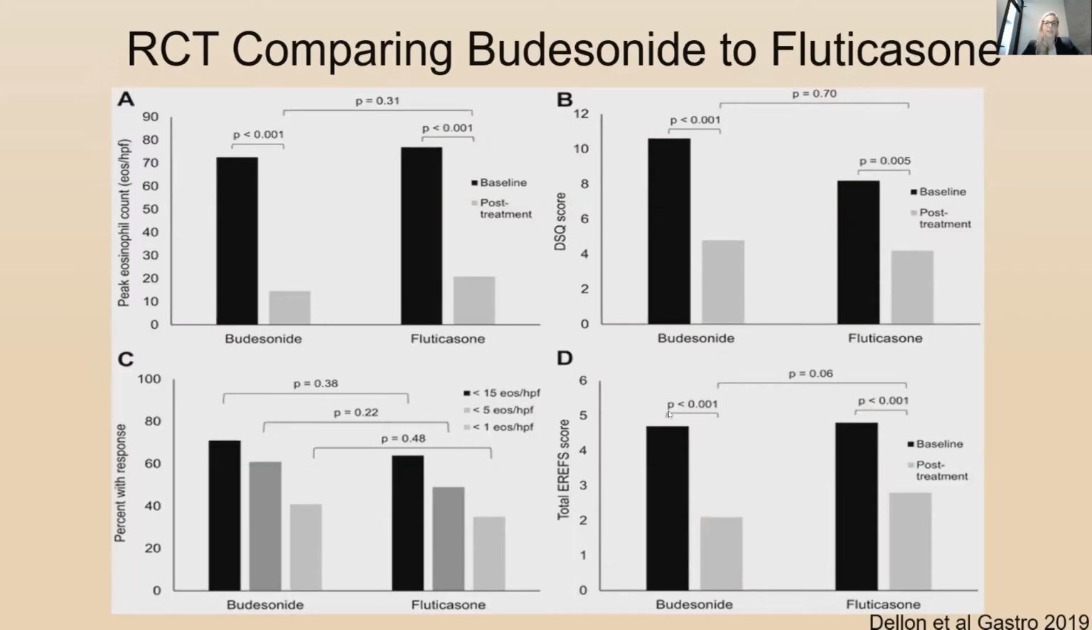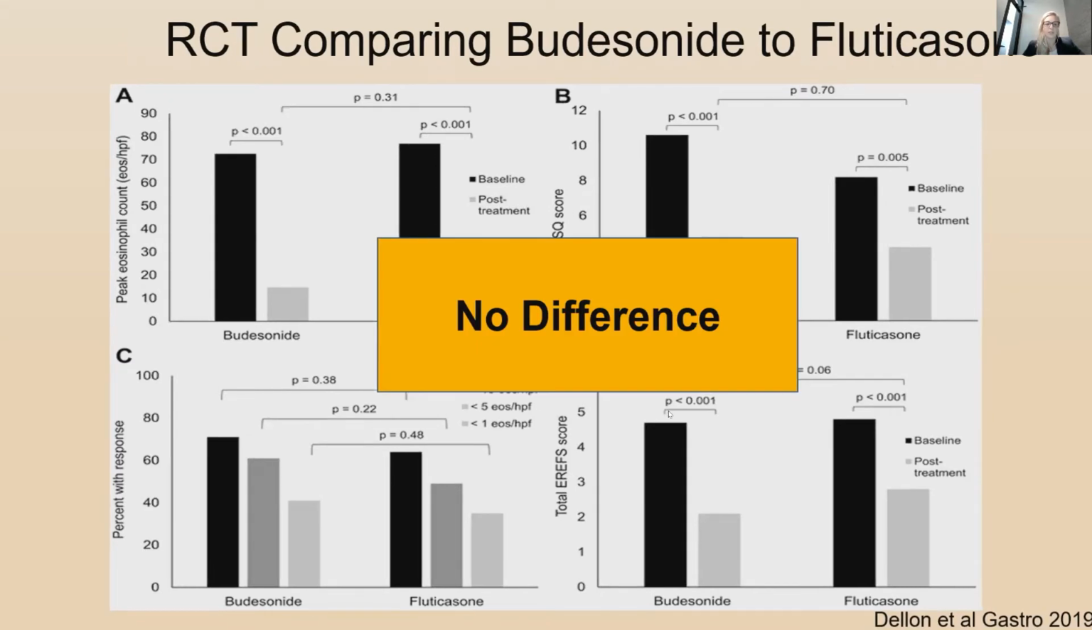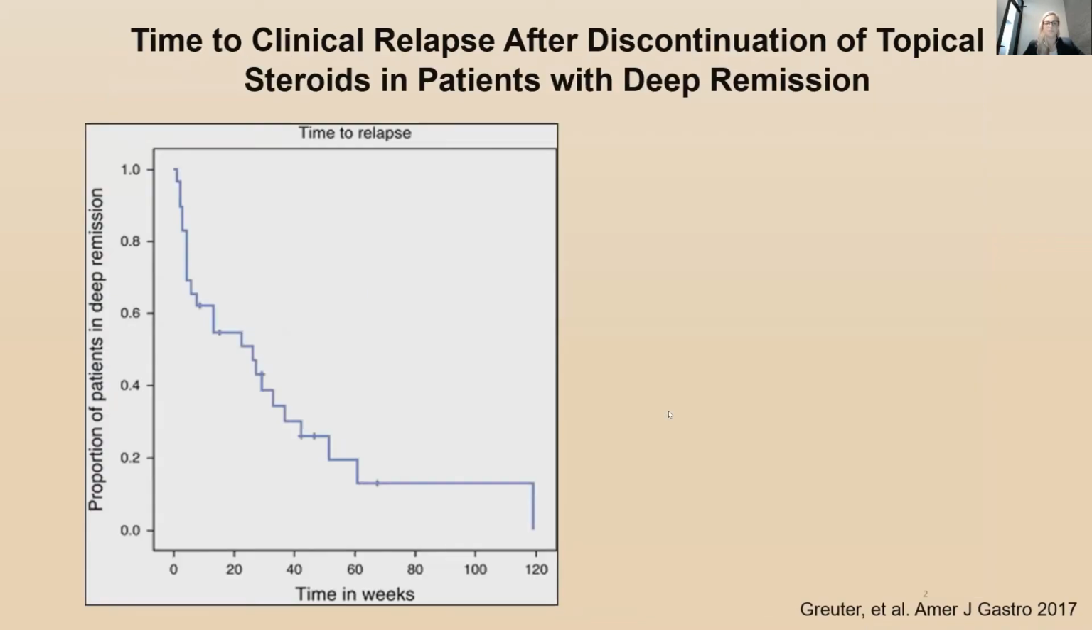It was previously thought that budesonide was actually superior to fluticasone in treatment of EOE, but a randomized controlled trial by Dellon and his group published last year showed that there's actually no difference between budesonide and fluticasone in response, in dysphagia scores, or in the histology that you see with EOE. So either can be used, patient preference or insurance preference.